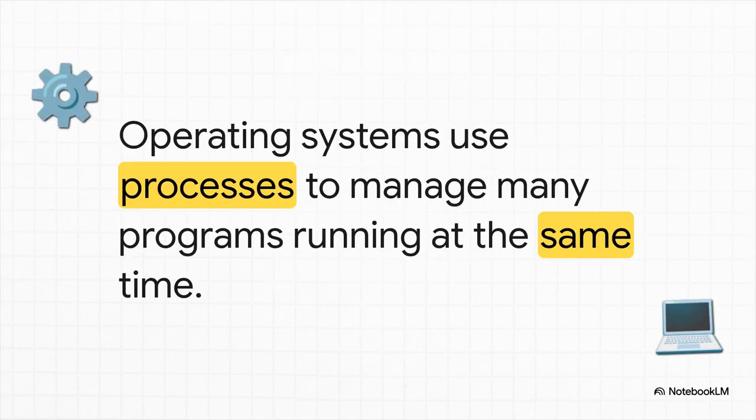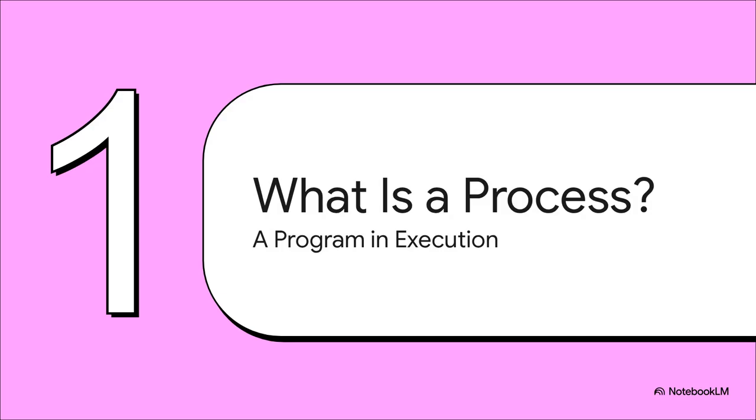To get our heads around this, let's use a little story. Imagine that the brain of your computer, the processor, is a master chef in a giant, bustling kitchen. And trust me, this chef is about to get super busy. All right, so first up, we need to know what our chef is actually working with. And that's this thing called a process.